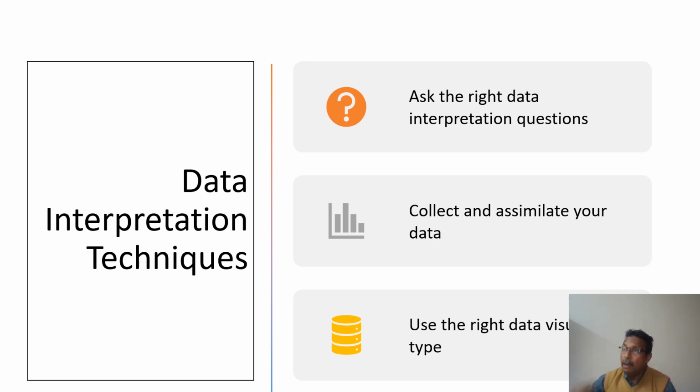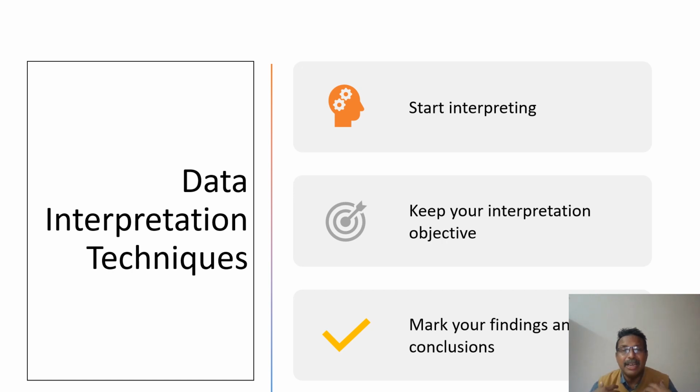the right question. To ask the right question, first be ready, be prepared with the objective of your study. From the objective, try to figure out what question needs to be asked. Collect the answers, summarize those answers, and segregate those answers. Use the right data visualizations and types. You should be using a regression model or a correlation model or standard deviations or the frequency model, as the case might be. Start interpreting every time data comes in.